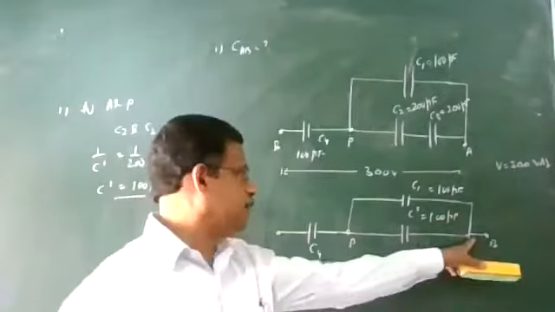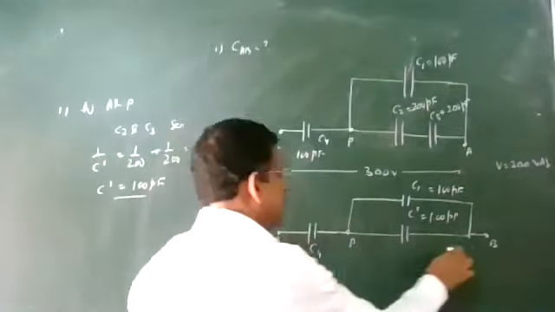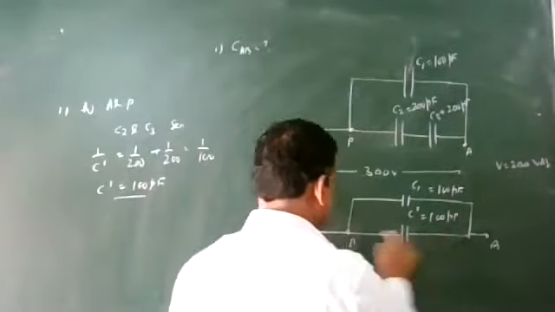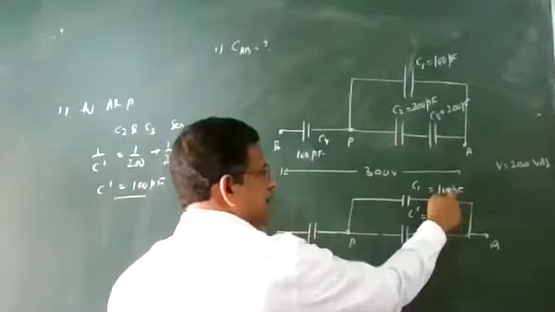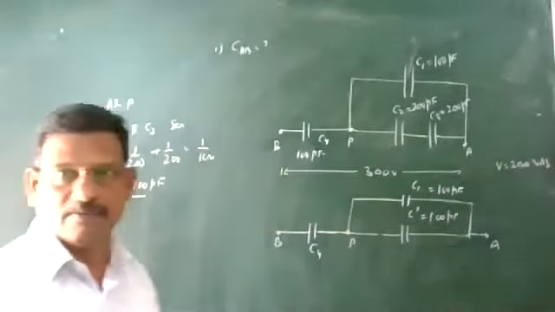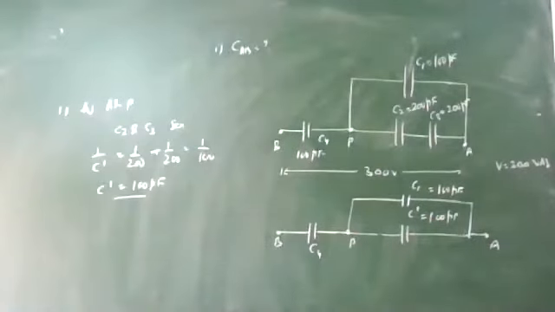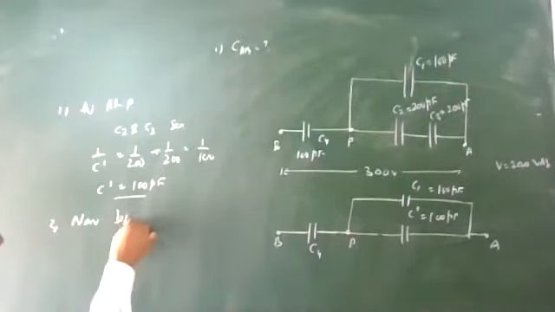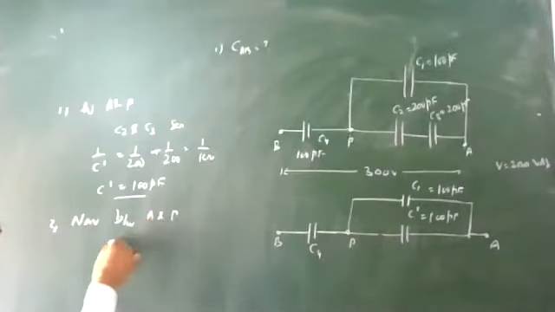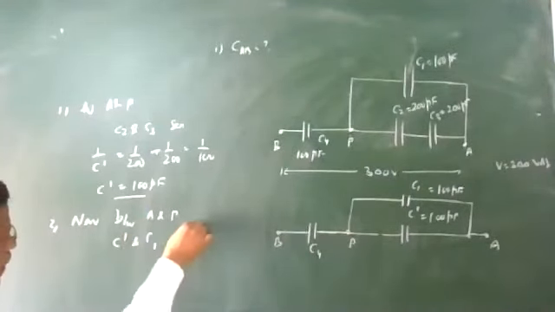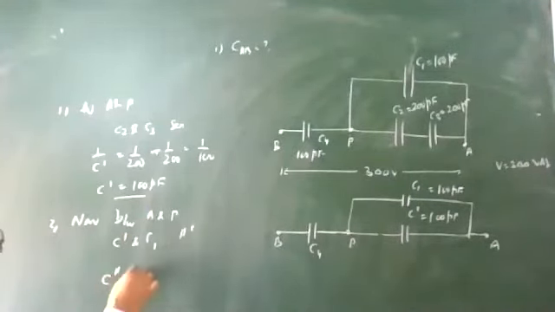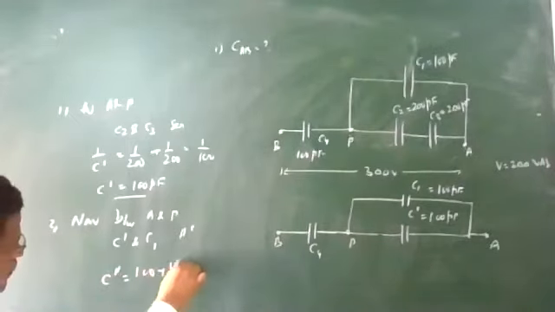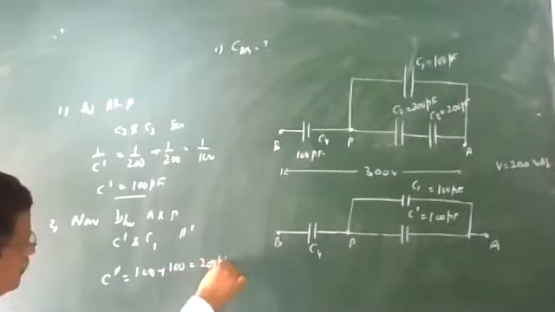Now you can see between A and B, 100 and 100 are connected in parallel. Second point: now between A and B, C dash and C1 are in parallel. So I am writing C double dash equals 100 plus 100, equal to 200.